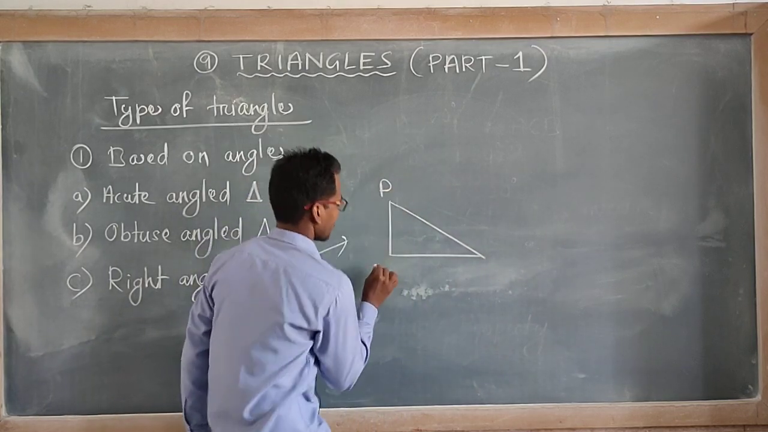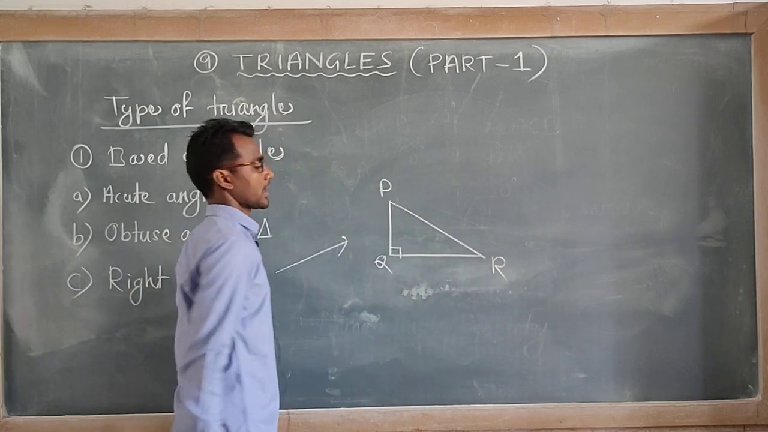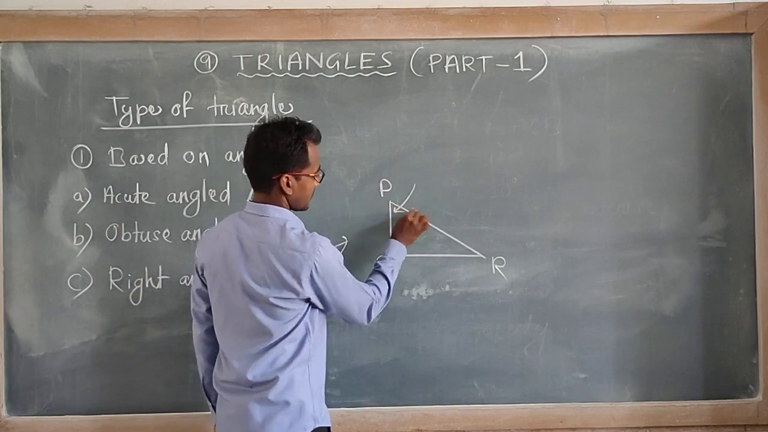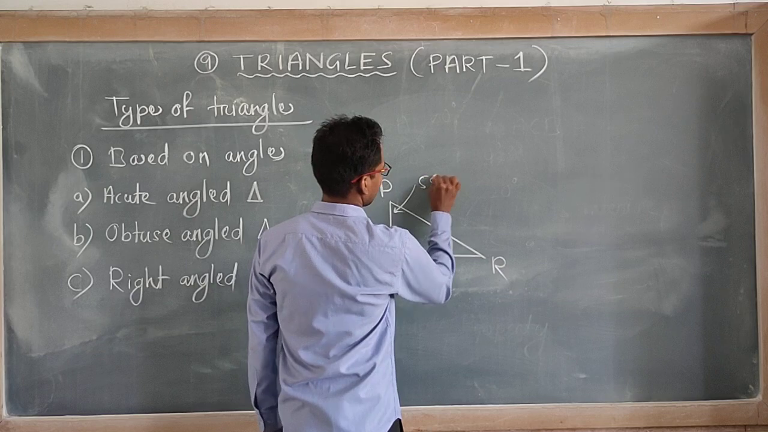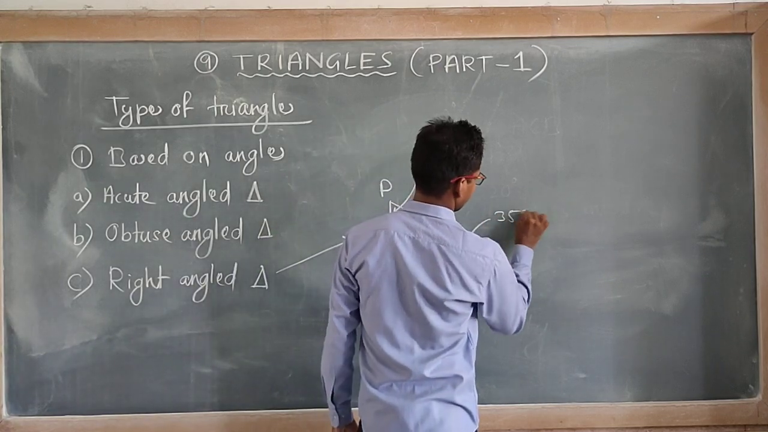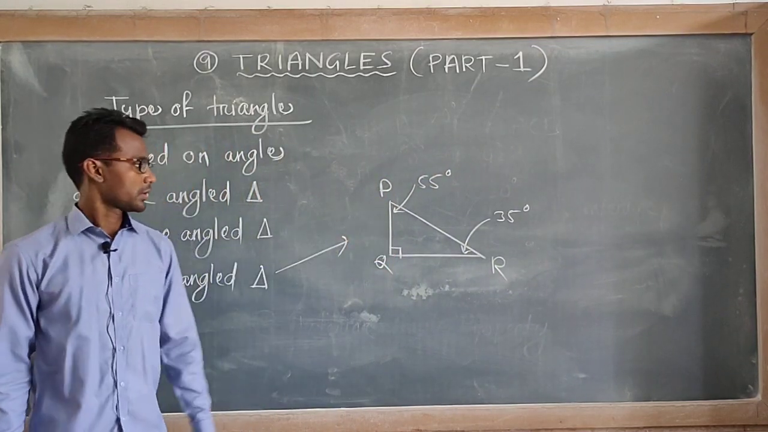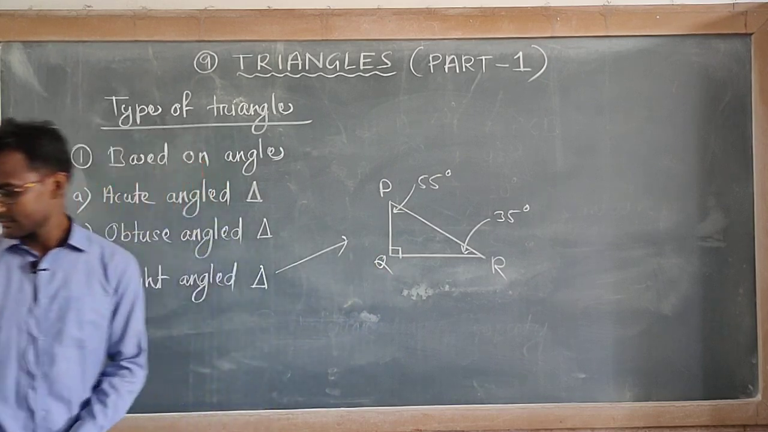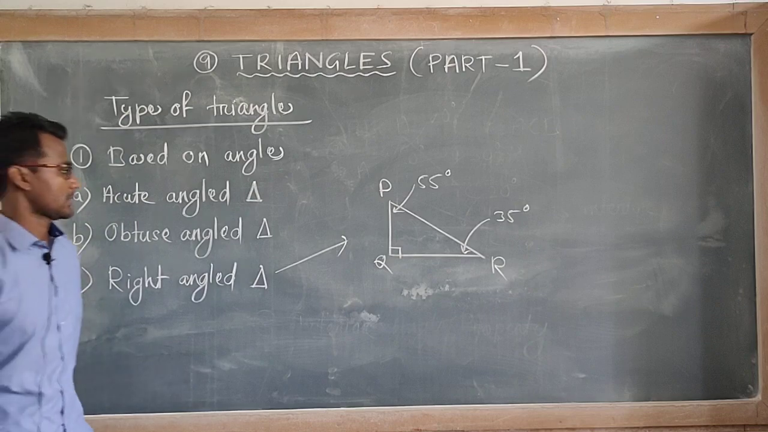Suppose this is P, Q, R. This angle should be 90. One angle should be 90. Suppose this angle is 55 degree. This angle is 35 degree. So such an example is called right triangle. See, one angle is 90 degree. These are the three types of triangles based on angles.